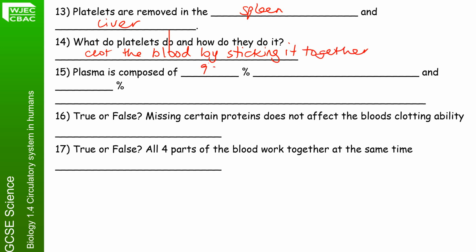Plasma is composed of, we've already told you, 90% water and 10% of solutes. True or false? Missing certain proteins does not affect the blood's clotting ability. This is true. And true or false? All 4 parts of the blood work together at the same time. This is also true. Actually, apologies. Question 6 is one of those false negatives, does not, should be false. So if you are missing proteins, it does affect the blood's clotting ability.